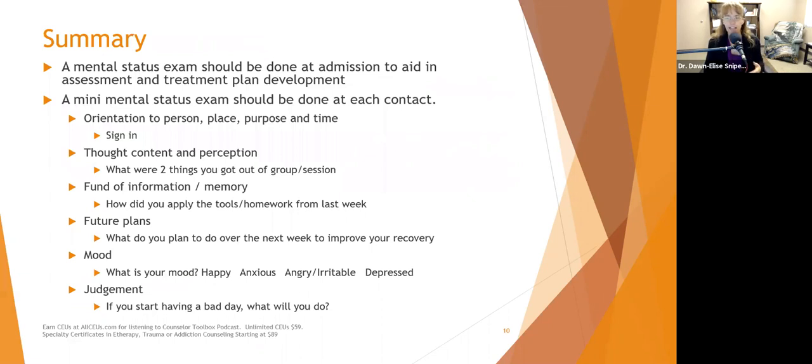Judgment and future plans are also good to assess to get an idea. It's not a perfect assessment and it's not an in-depth assessment by any means, but to get an idea about any suicidal ideation that may be there. If they refuse to make future plans or they're indicating poor judgment, you may need to probe a little bit further to make sure they're actually safe.